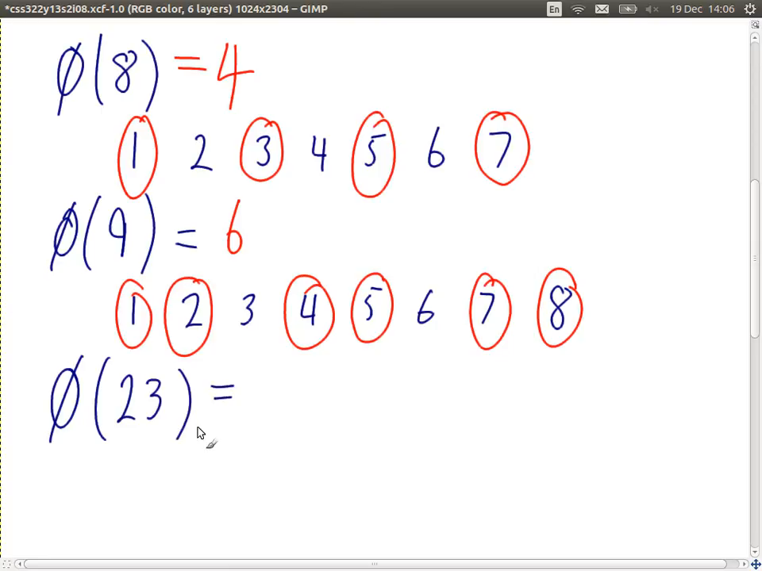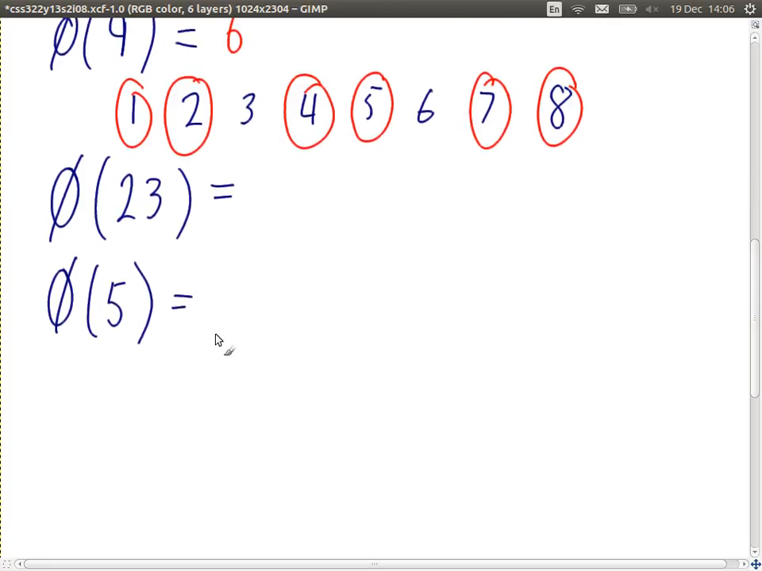Totient of 23. Well, I don't want you to go and try all numbers 1 up to 22. Of course you can, it won't take long, but we'll start to identify some patterns. In this case, let's come back to 23. Let's do an easier one. What's the totient of 5? We can do that one.